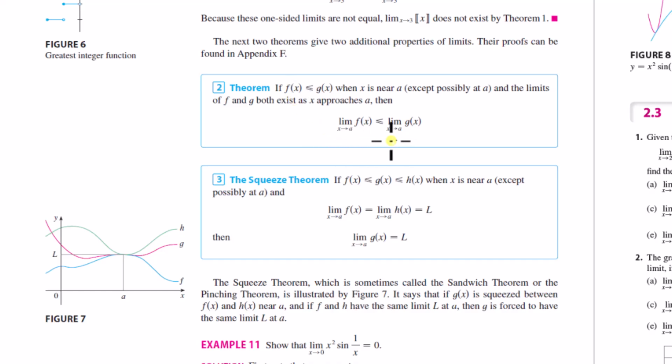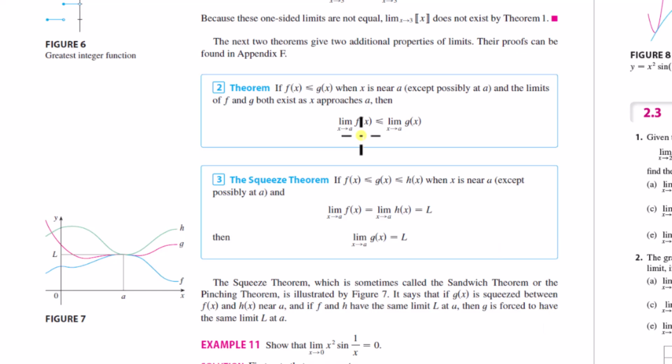And so you can make this statement, right? How could it be possible that if the output of f of x, near a, on either side of a, is never greater than g of x, then if the limits exist, the limit of f of x would be greater than the limit of g of x? It wouldn't make any sense, okay?